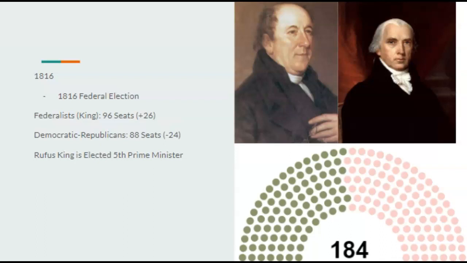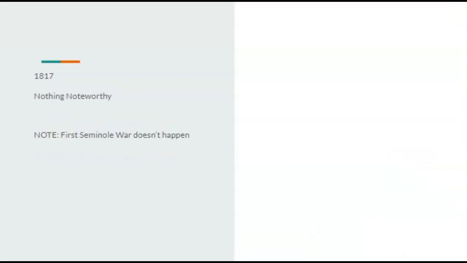Again, more states have been added into the Union, so that's why it's not even. The Federalists now have 96 seats to the Democratic Republicans' 88 seats. Rufus King ousts James Madison 2 years before he would have stepped down, and we would have had another special election in 1820, or in 1818 if Madison and the Democratic Republicans would have retained power. However, Rufus King is elected as the 5th Prime Minister, and the Federalists would have a bounce back of power going forward. 1817, there's nothing noteworthy.